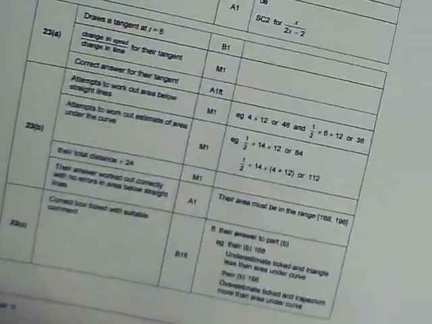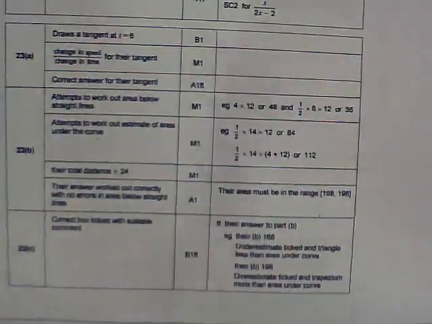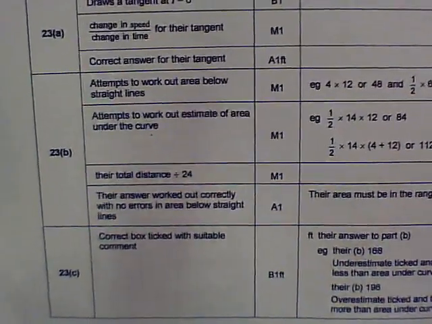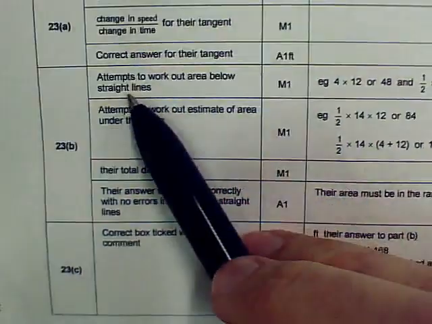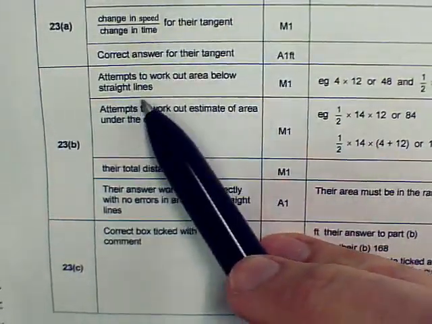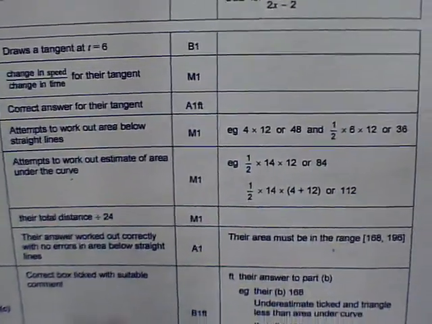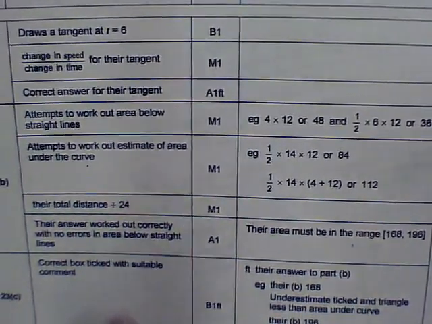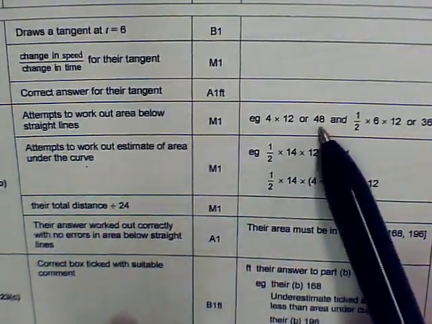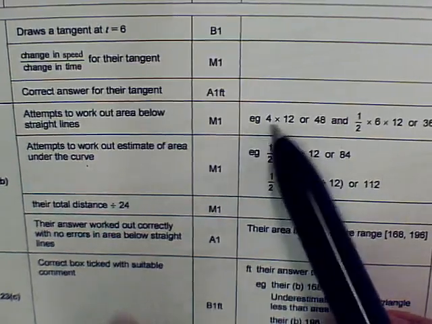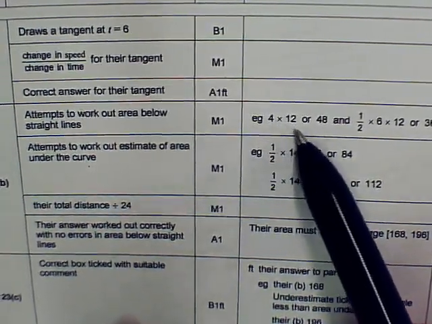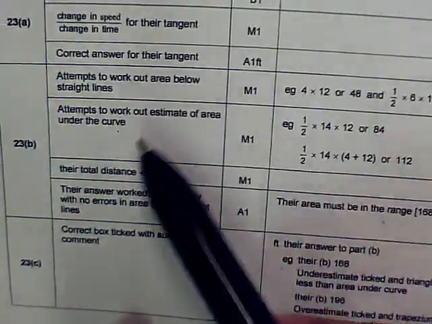Okay, again, checking the mark scheme. It says if you attempt to work out the area below the straight lines, so this bit, then you get 1 mark. Notice it says an attempt, so if you did 4 times 12 but then you put the answer wrong, you still get the mark, but you do need to say this 4 times 12 bit, or if you just said 48, you get the mark.